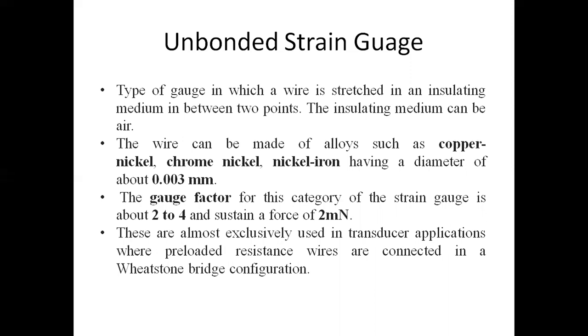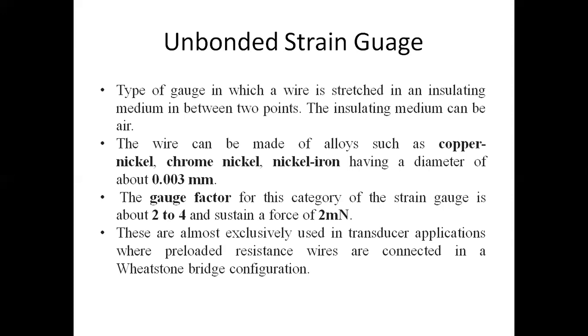So this is the introduction to the strain gauge. There are two types: unbonded and bonded. In the unbonded type, a wire is stretched in an insulating medium between two points. The insulating medium can be air. The wire is made of alloys such as copper nickel, chrome nickel, or nickel iron, with a diameter of around 0.003 millimeter. The gauge factor is about 2 to 4, and it sustains a force of 2 meter Newton.